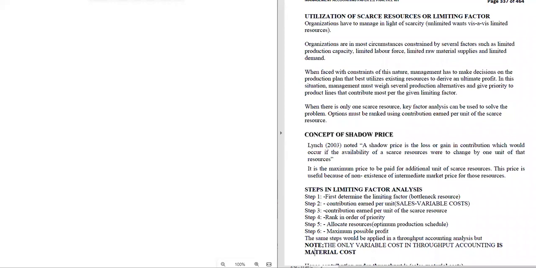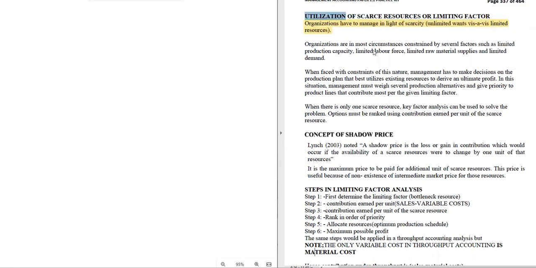In this session, we are going to look at limiting factor decisions, or the utilization of scarce resources in decision making. Organizations usually have to manage their scarce resources. In light of scarcity, that is, unlimited wants together with limited means or resources, that is the problem of scarcity.